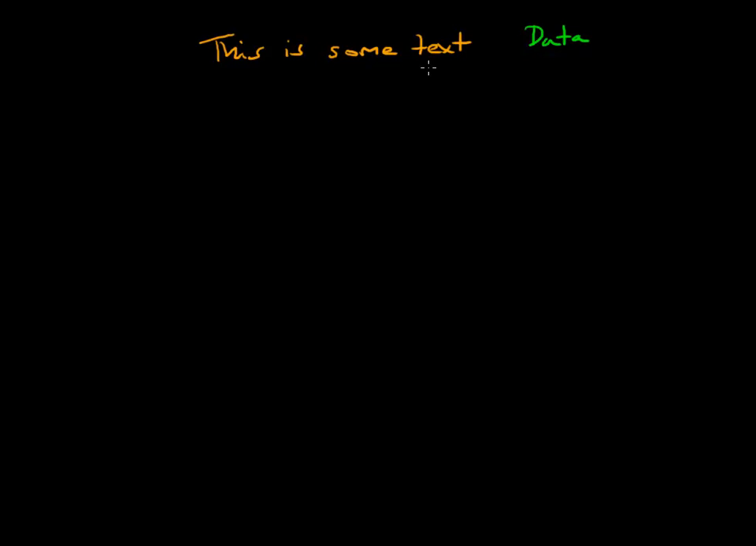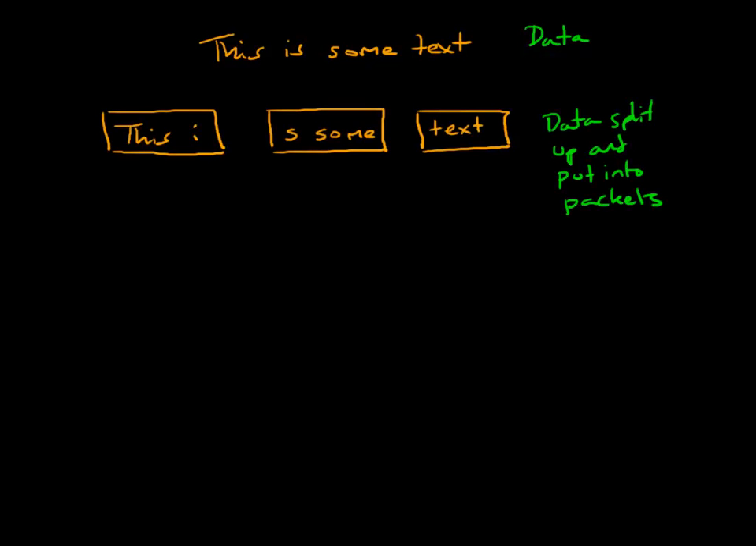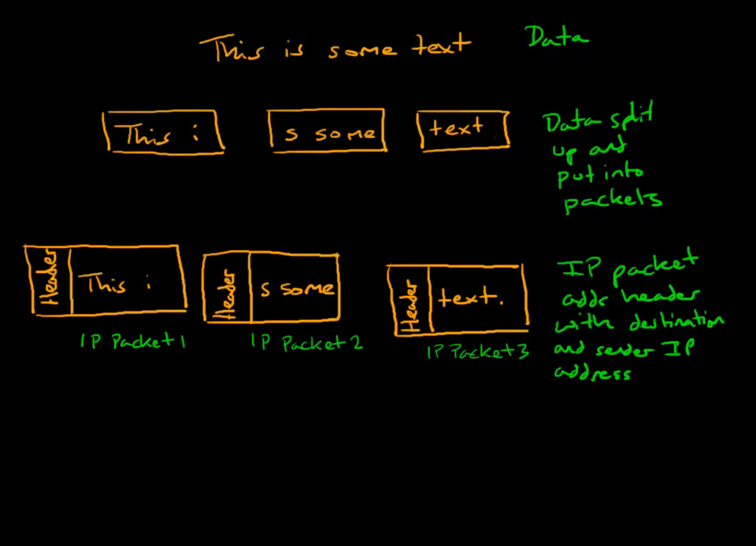And so what we have is some data to start with. So that could be text, or it could be an image, or it could be an executable file, whatever we're downloading. So we start off with some data. And then that data gets split into packets. And before it gets split into packets, it gets divided up. Then the data gets put into the packets, and we'll just explain a little bit of what's going on here.